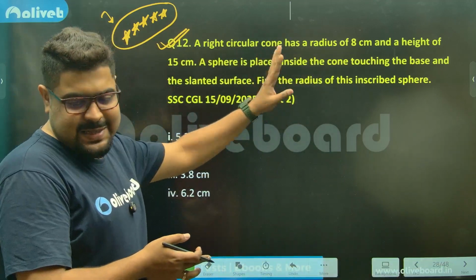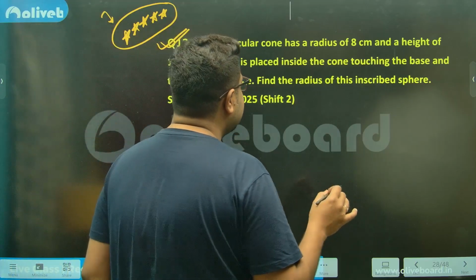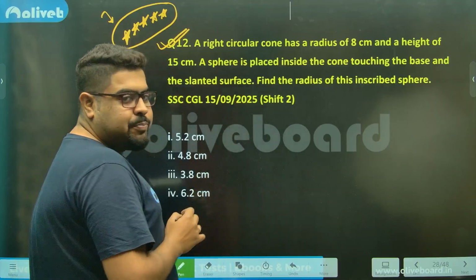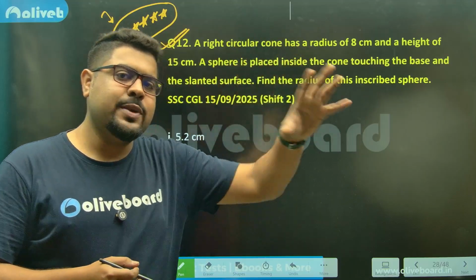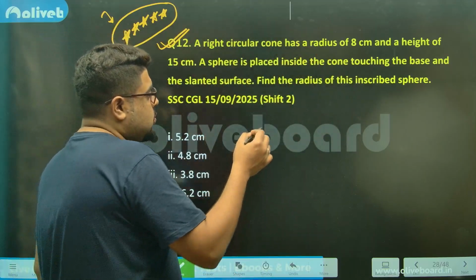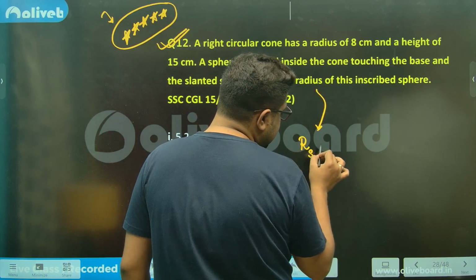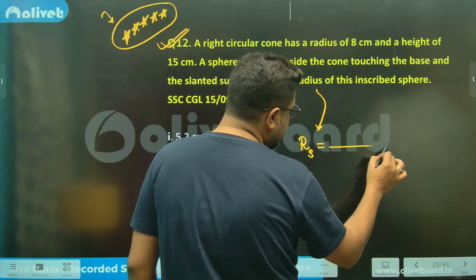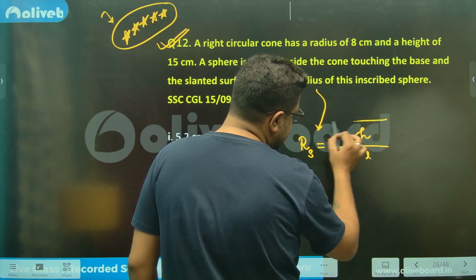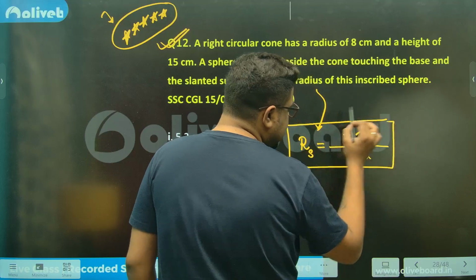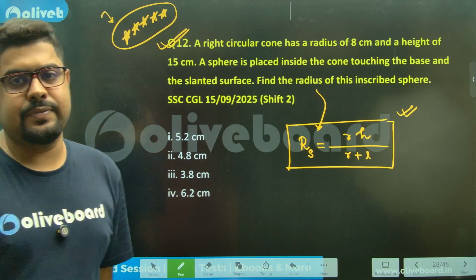Again, it comes from maxima minima actually. You can prove it using geometry as well. It's not a big deal. Sir, if there is a cone and you want to place the sphere of biggest volume inside the cone, in that case, the radius of that sphere is always equal to R into H by R plus L. Remember this. If you don't know this, you will be in a lot of trouble.